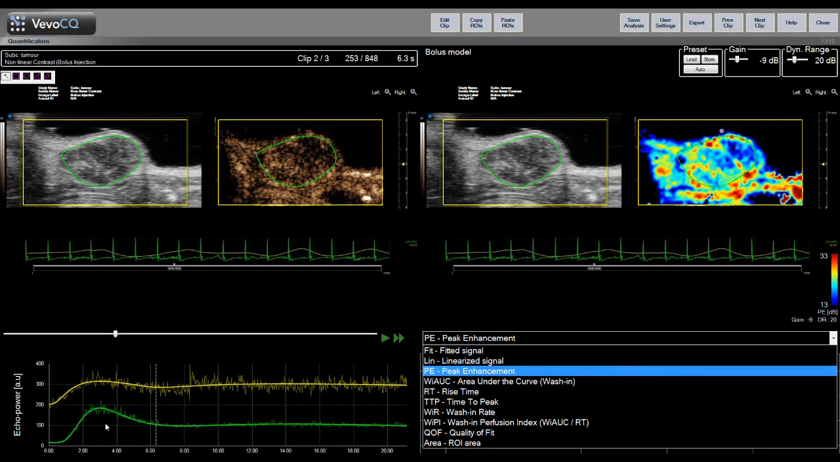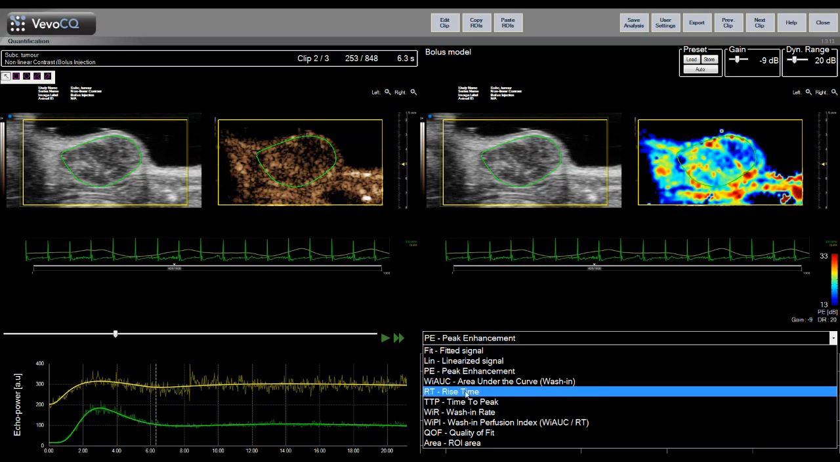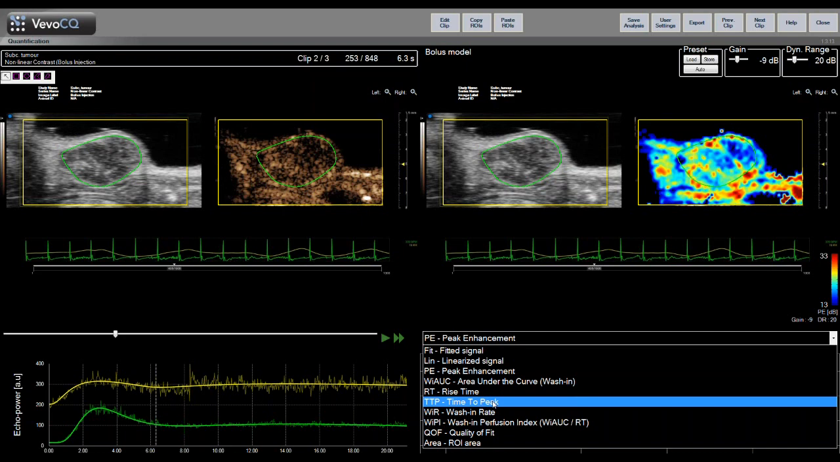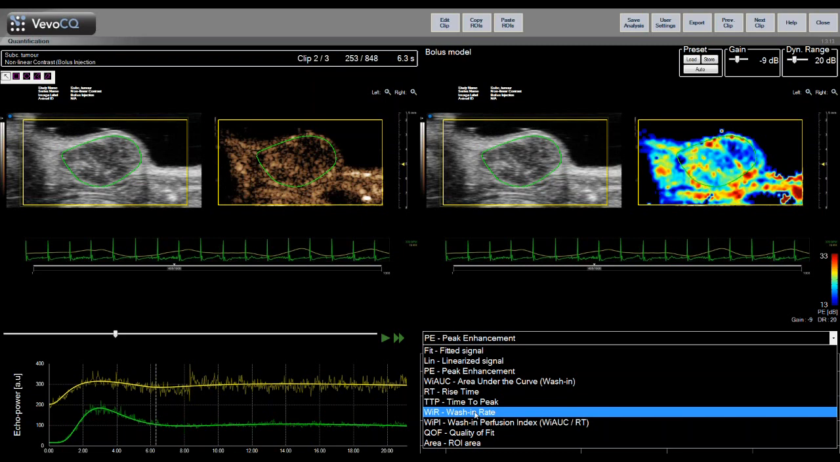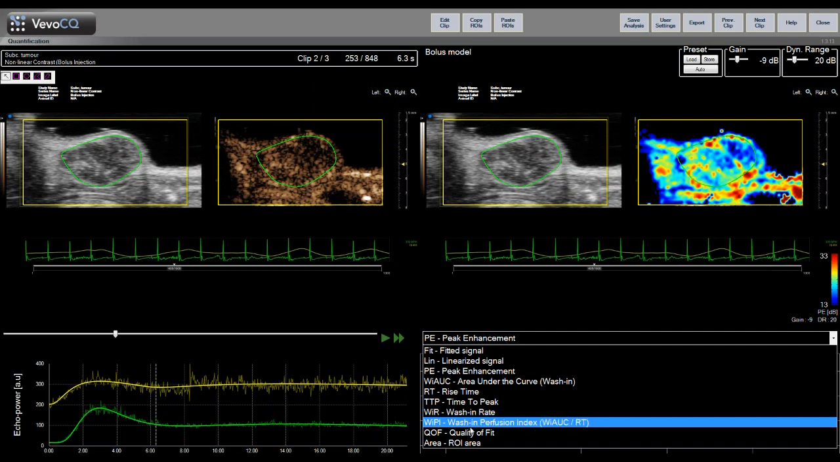Other parameters, we can look into the area under the curve for the wash-in phase. So basically the area under the curve of the fitted signal. You have the rise time. This was also displayed in the graph before. It's from the base of the wash-in phase until you reach peak enhancement. Time to peak is starting from the beginning of the analysis to the peak enhancement. You have wash-in rate as the maximum slope of your wash-in phase. And you have wash-in perfusion index. As you can see, this is the area under the curve divided by the rise time.